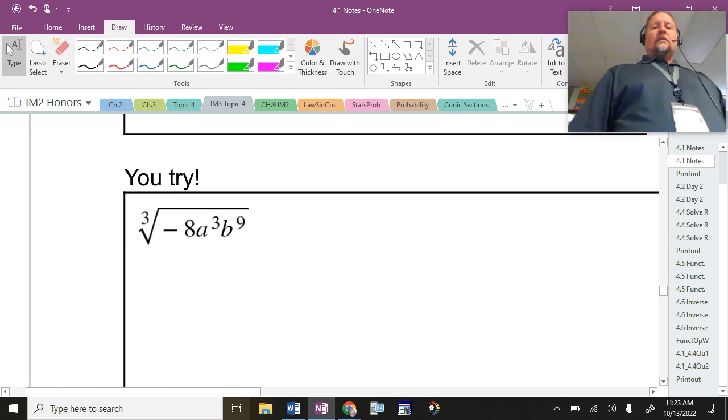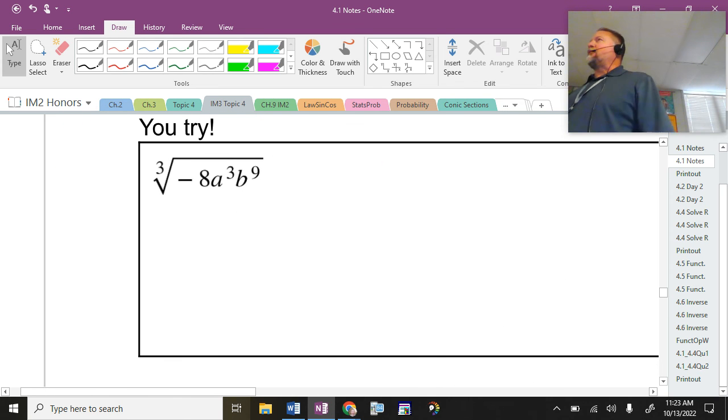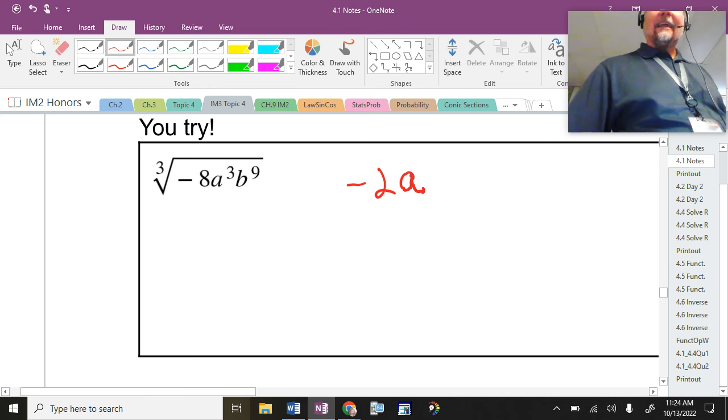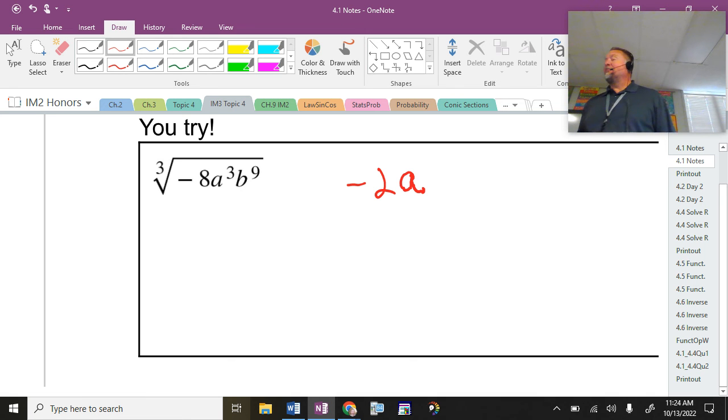You try. Okay, well, I'm doing these verbal things. Let's everyone verbalize. Hey, everyone, what's the cube root of -8? 3, 2, 1, go. -2. Hey, everyone, what's the cube root of a to the third? 3, 2, 1, go. Oh my gosh, what's going on? Do you guys not understand? What's the cube root of a to the third? 3, 2, 1, go. A. What's the cube root of b to the ninth? 3, 2, 1, go. B to the third.